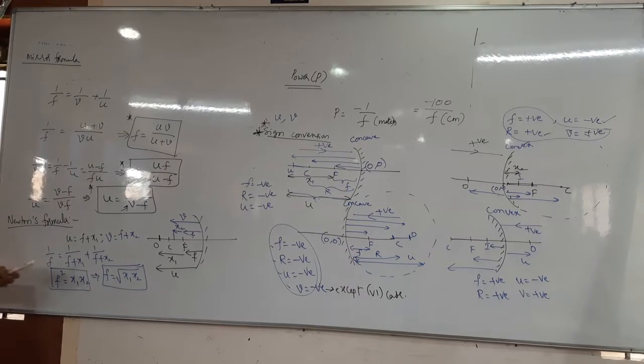Based on this, different graphs will be there, those are not necessary. For a spherical mirror they are not necessary. Again, what will you do with the graphs? Clear? So f is equal to root of x1 x2. That is Newton's formula.